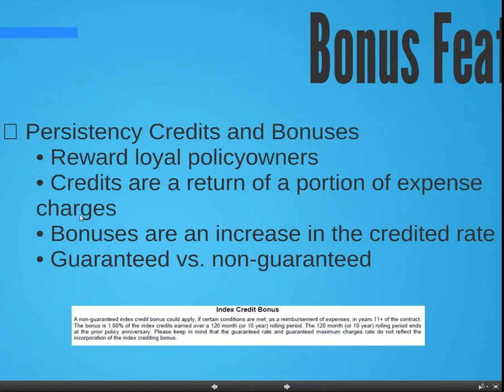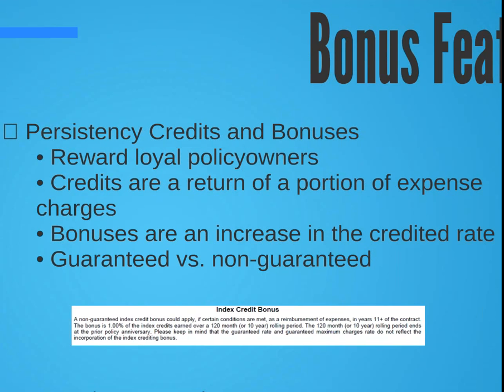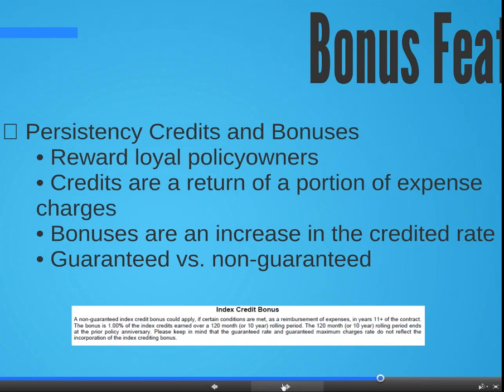And what it does is a persistency credit usually returns a portion of expense charges, credits them into your cash value. A bonus typically increases your credited rate. This one's common, so it'll say something like you'll have a 50 basis point bonus for every year after year 15. So what that in effect does is, say you're illustrating 6% on your index, in years 15 plus, it's actually illustrating 6.5. So you need to be aware that that's going on.